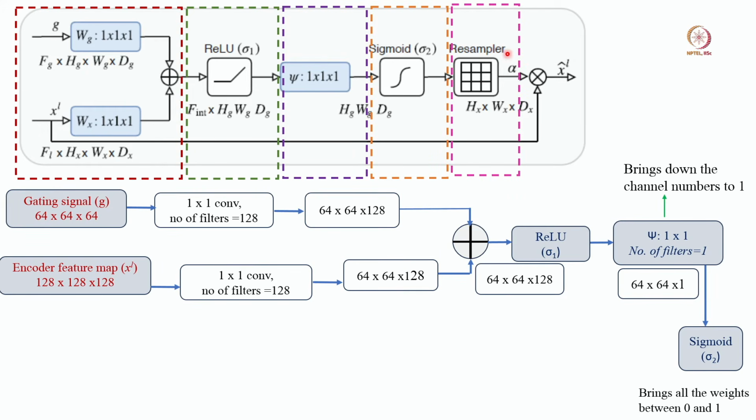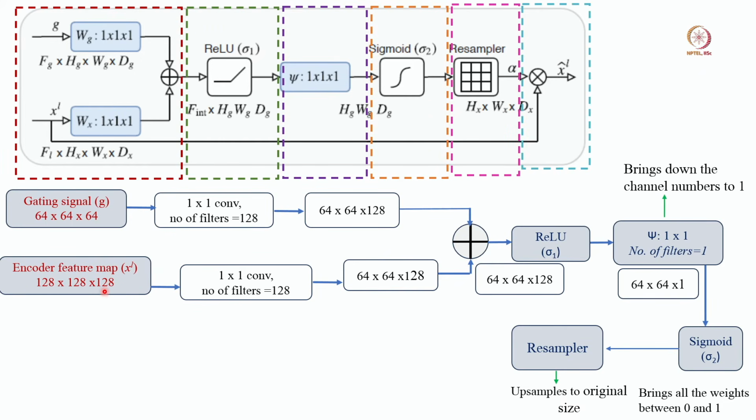There is a resampler here. What is the function of this resampler? See, through all these processes, I have changed the dimensions of the encoder feature map. Now, if I want element wise multiplication of the attention score with the encoder feature maps, each pixel, then I should have the same size, okay? If the dimensions are different, I cannot do an element wise multiplication. So, the resampler upsamples to the original size, which is the encoder feature maps size.